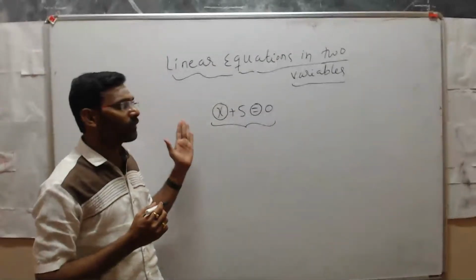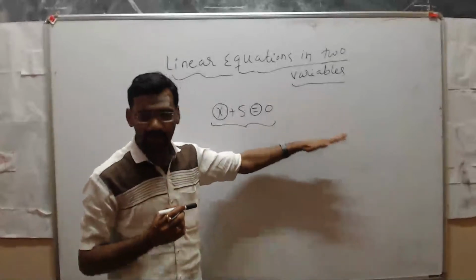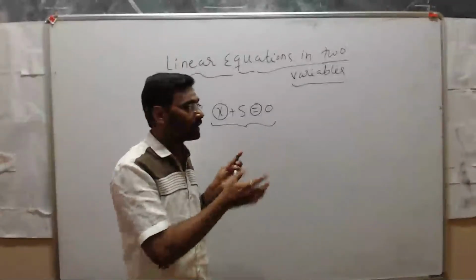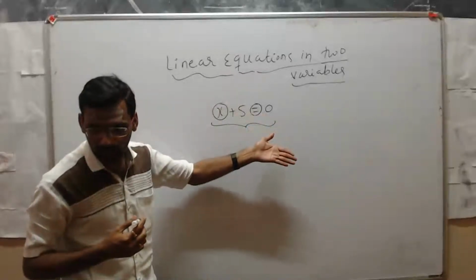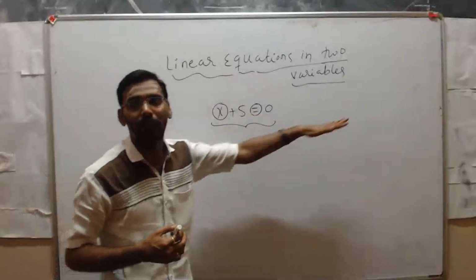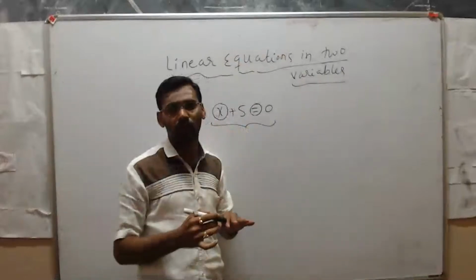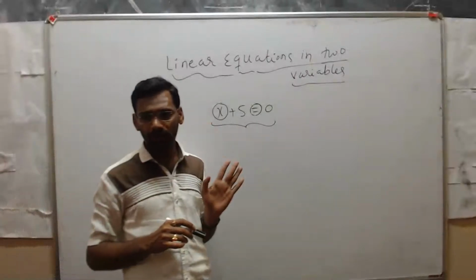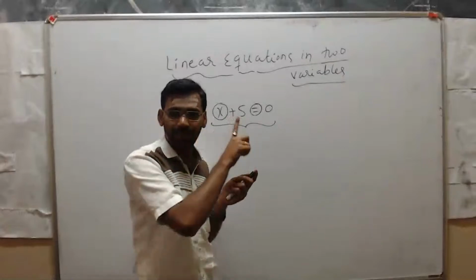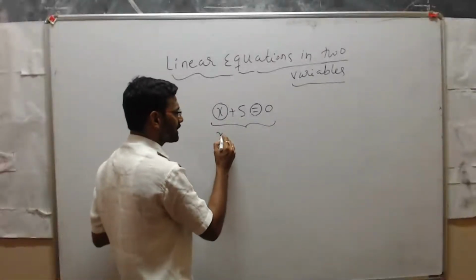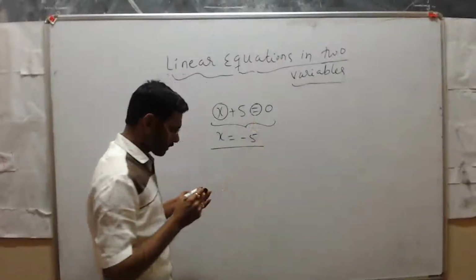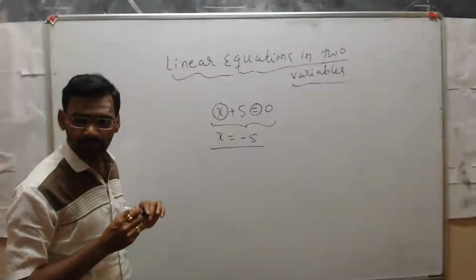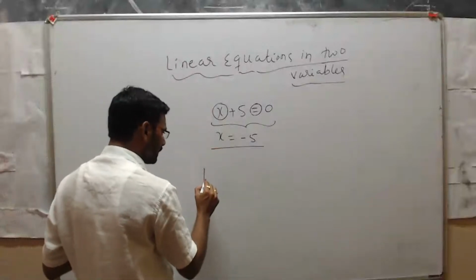Then how we can find the solution of a linear equation in one variable, and how we can represent this value on a number line. You know how to find the value and how to represent it on the number line, because you learned it in 8th standard. x plus 5 is equal to 0. It is a linear equation in how many variables? Only one variable, called x. Then x is equal to 5 becomes minus 5. Therefore, the value of x is minus 5.